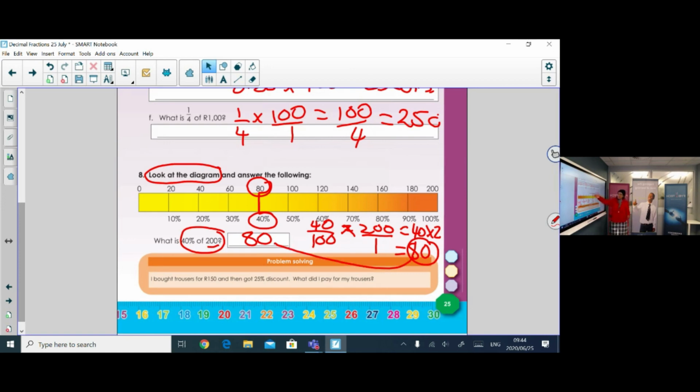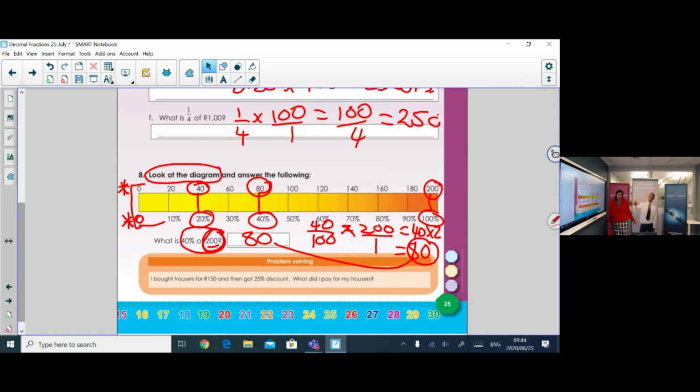So the diagram here is just showing you that if it was 100%, then you get 200. If it was 20%, then your answer will be 40. So they've given you answers there. They've already worked it out. There's a connection between those percentages because we are dealing with 200.